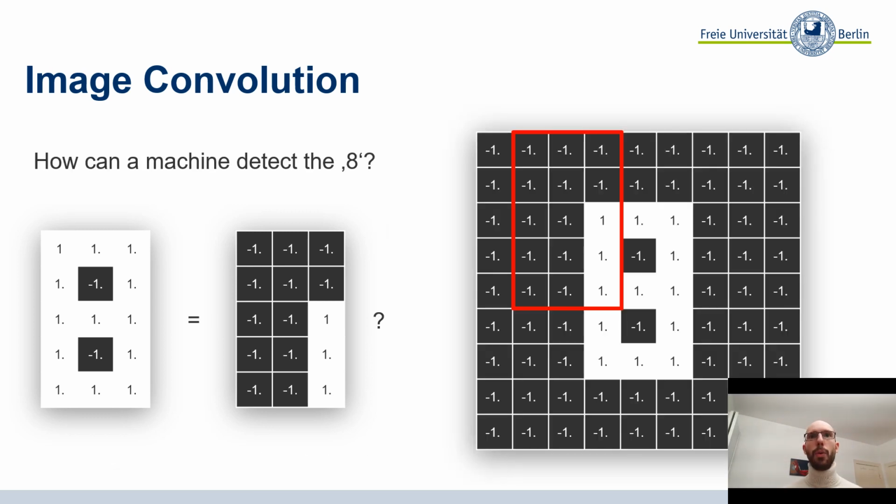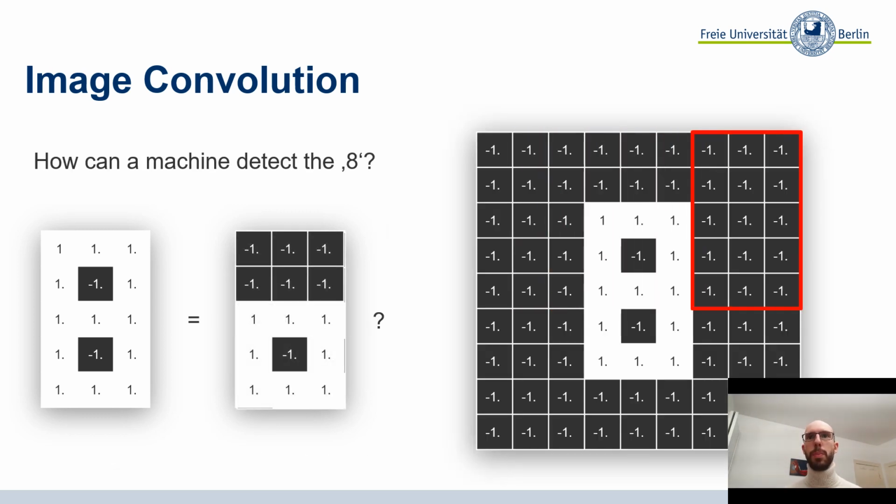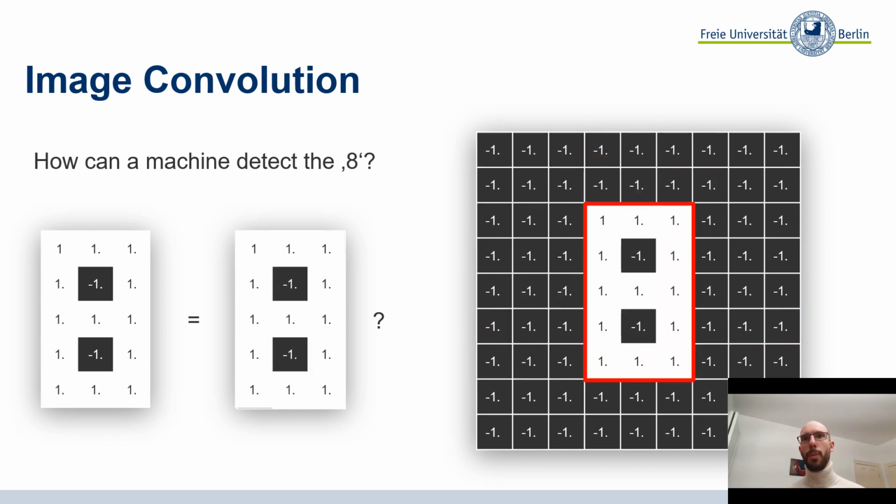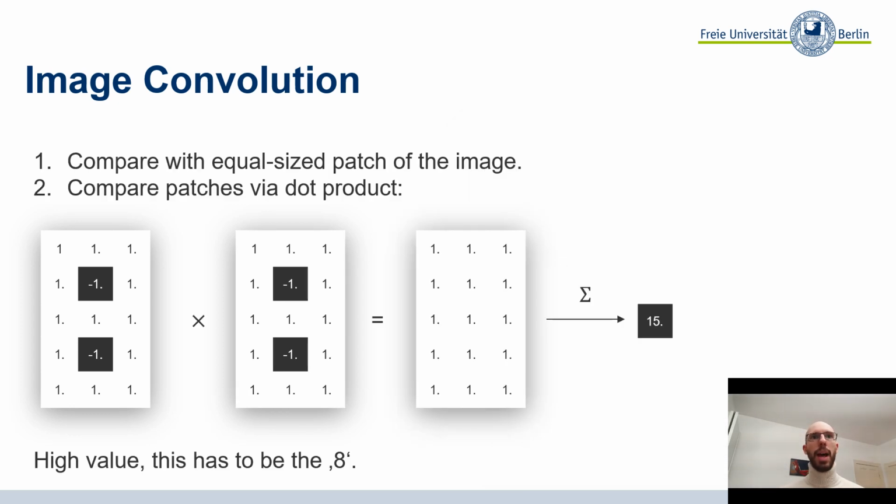And now we can just repeat this. So we slide our filter or patch over the entire image until finally at some point we end up here. Now if we compute the dot product, we find that all pixels are similar and we get a sum of 15. Since we have the maximum value for the dot product here, this has to be an 8. And we're done.